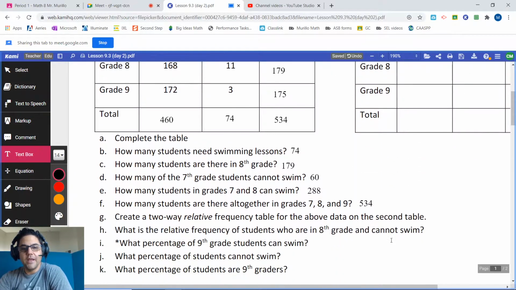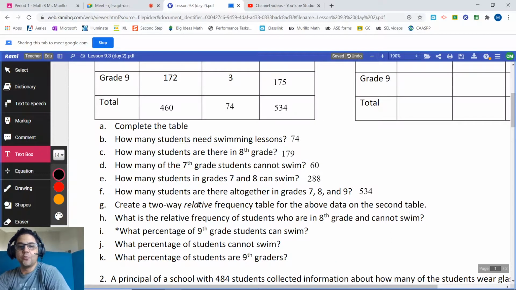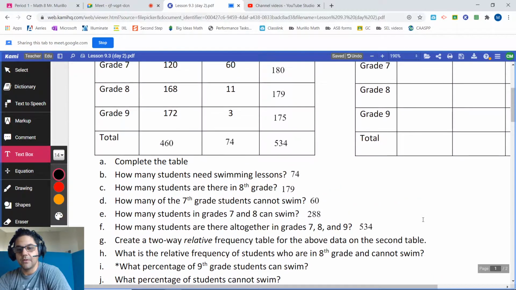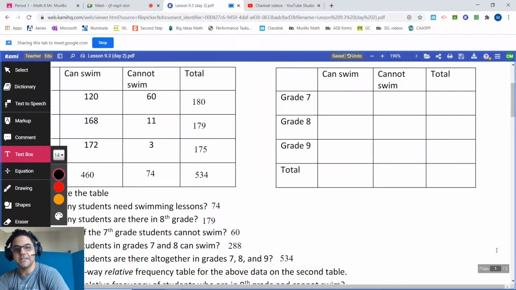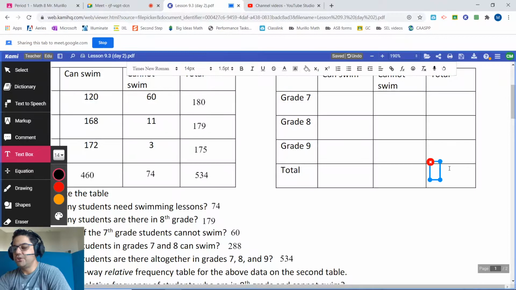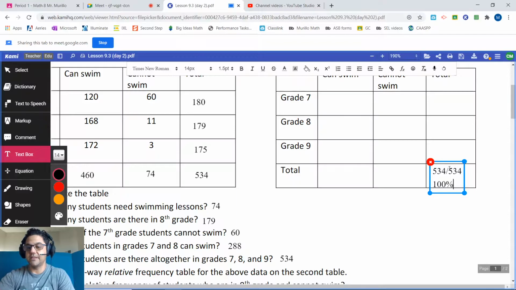All right, now it says create a two-way relative frequency table for the above data on the second table. So if you remember, that's what I just showed you on the PowerPoint presentation. So for here, you would type in 201 divided by, oh, sorry, it's not 201 on this one. That was on the previous one. You would type in 534 divided by 534, which is obviously 100, and we would use our little percentage, 100%.